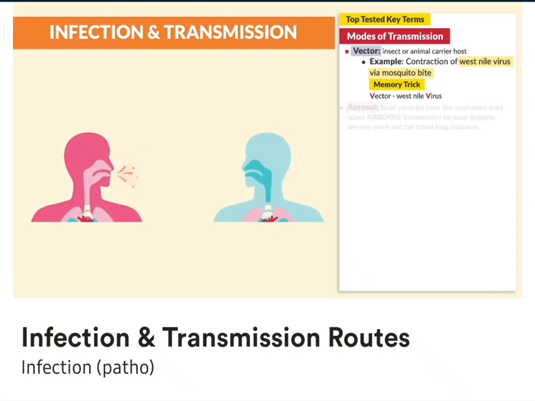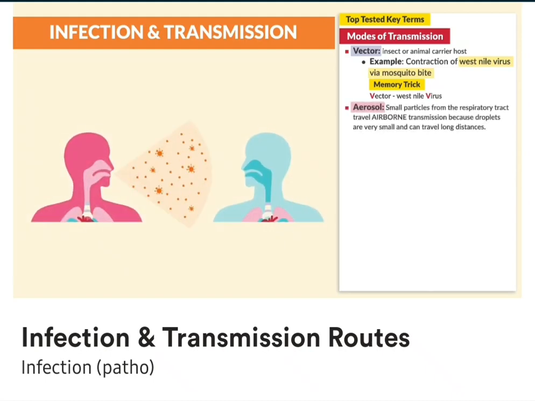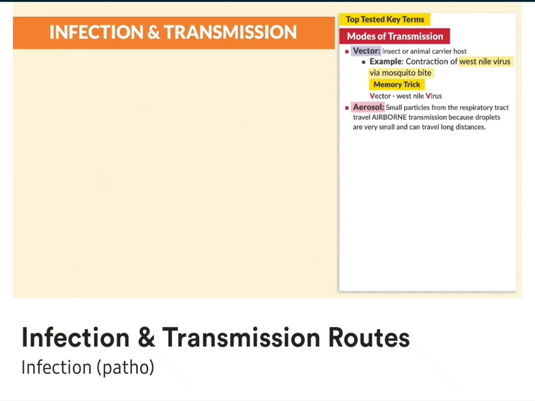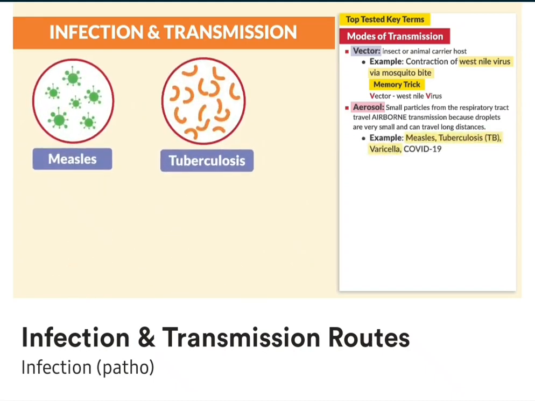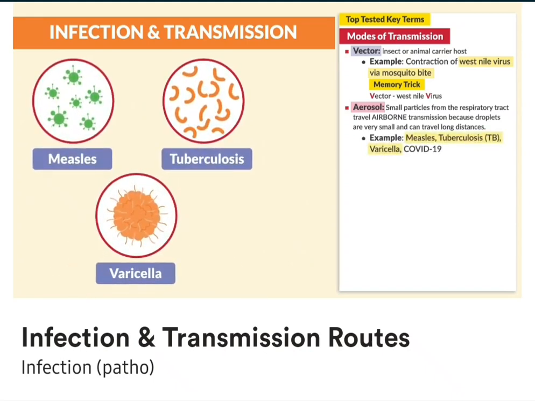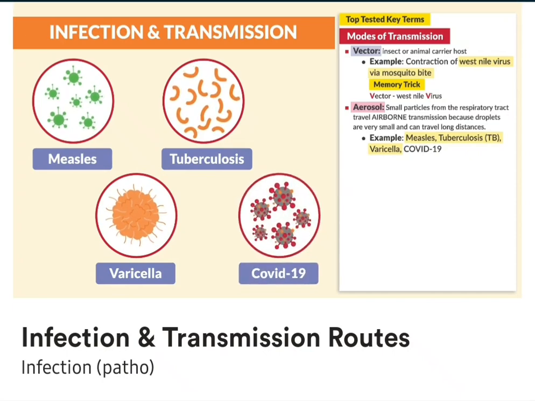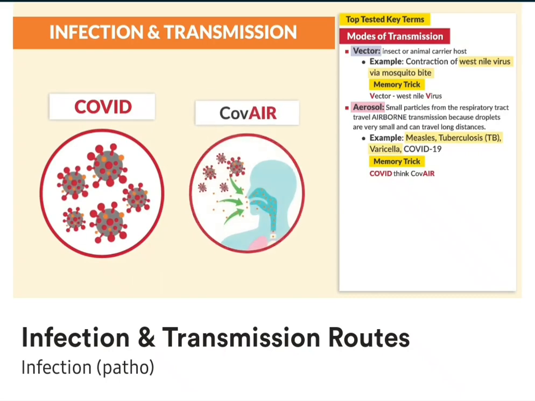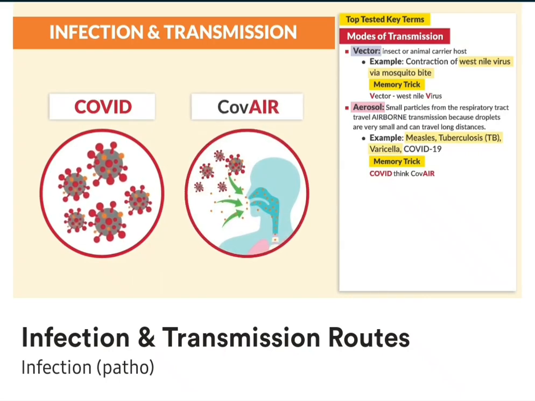The next key term is aerosol. These are small particles from the respiratory tract that travel airborne. So airborne transmission, because droplets are very small and can travel long distances. A great example is measles, tuberculosis, and varicella, as well as COVID-19. So the memory trick, just think COVID, think "cove air," since it travels airborne.